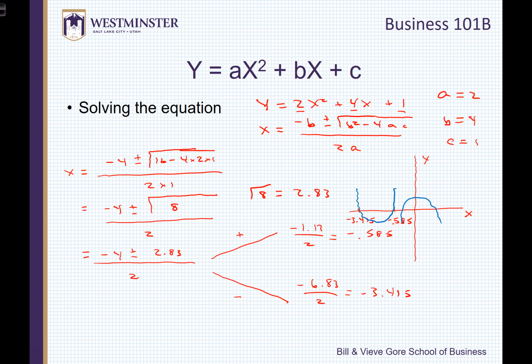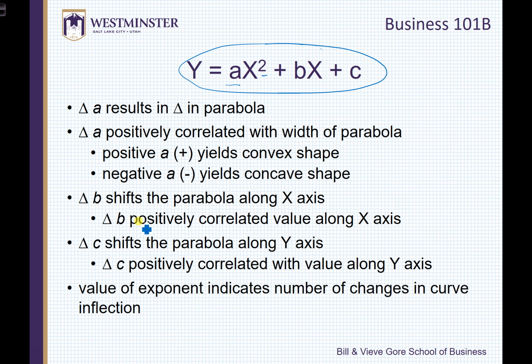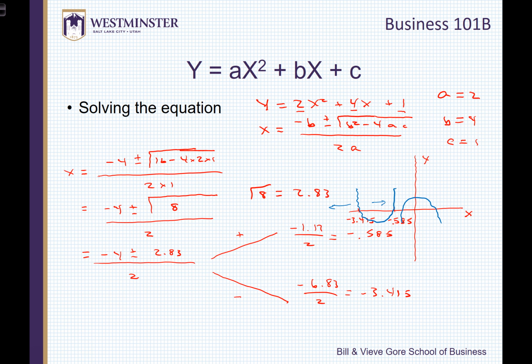So if we see changes in B, then we see that this parabola moves to the left or right, and B is positively correlated with the change along the x-axis. So as B increases, we see changes to the right, so x gets larger. As B decreases, we see changes to the left, x gets smaller. And then we see that changes in C shift the parabola along the y-axis. So the y-axis is going to shift it upwards or down.